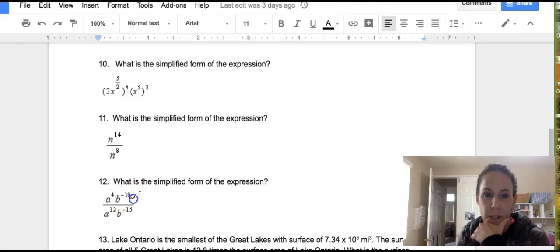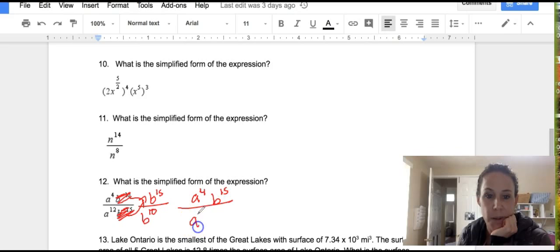So let's push this to the bottom. This will be b to the 10th down there on the bottom. And push this to the top. This will be b to the 15th up here. All right, so now what we have is a to the 4th, and now I don't have to deal with subtracting negatives. There is multiple ways to do this problem.